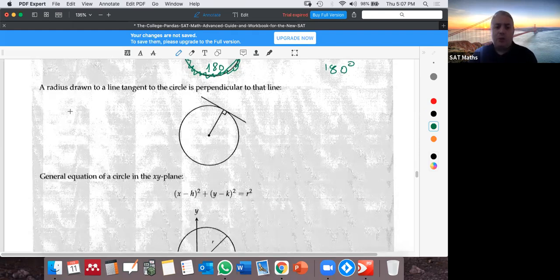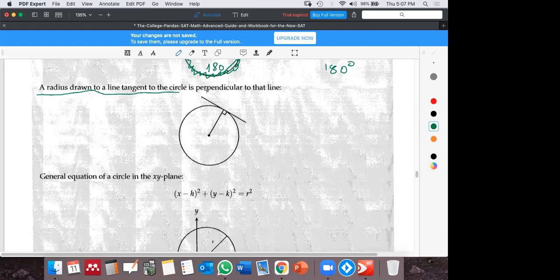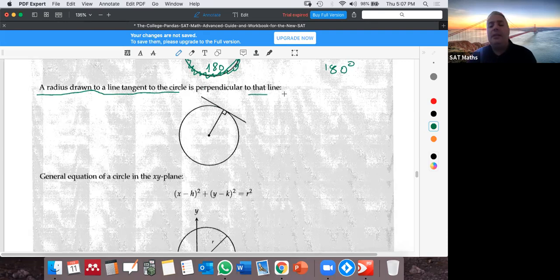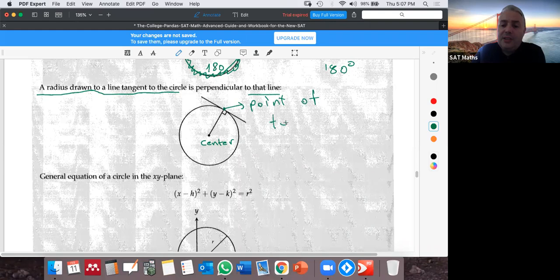Now, another important rule: a radius drawn to a line tangent to the circle is perpendicular to that line. I mean, when this is the center, from the center to the point of tangency, let me write. When you draw a line, this is always 90 degrees. This is the rule. This is always 90 degrees. Example.